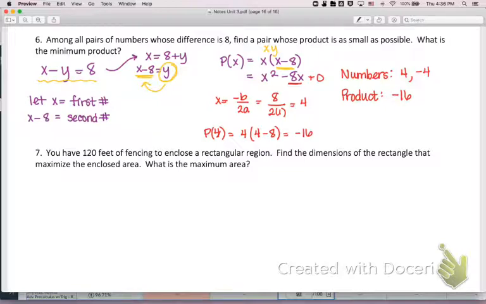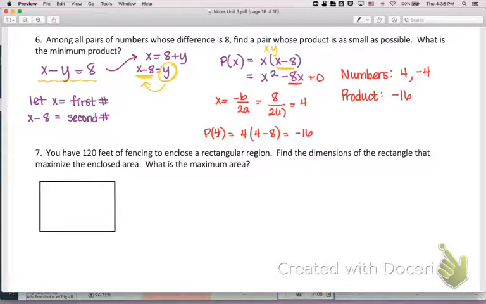Last example, number 7. You have 120 feet of fencing to enclose a rectangular region. Find the dimensions of the rectangle that maximize the enclosed area. What is the maximum area? So we can think of this again using two variables and then convert it down to one.